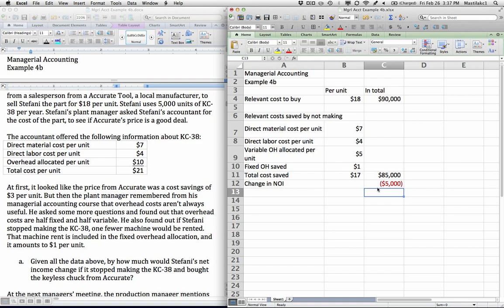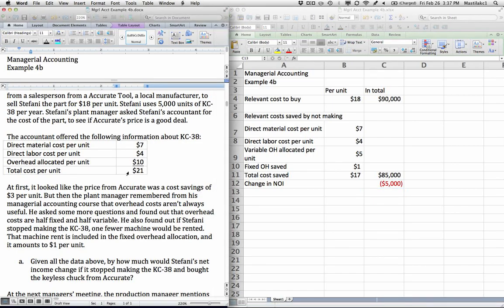Maybe we've got a good relationship with Accurate Tool and Die, and we need to keep that relationship going. Maybe we outsource some other products to them that are really important, and we want to keep a good relationship. So there could be reasons why we decide to spend the $90,000 instead of the $85,000. But we need to recognize that we're doing that for a good strategic reason, and we need to recognize that by outsourcing the part, we're actually going to spend more.